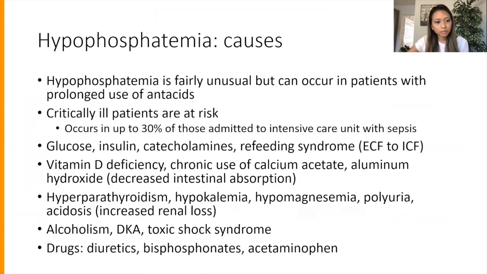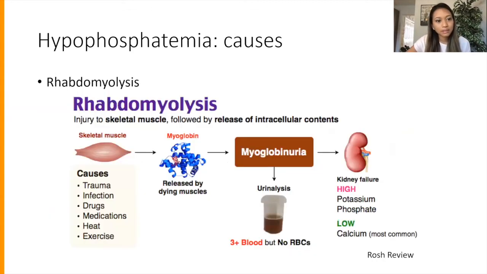Next, hypophosphatemia. Fairly unusual. It's usually in critically ill patients. Again, the usual causes: alcoholism, drugs, etc. So rhabdo is something that was mentioned earlier.